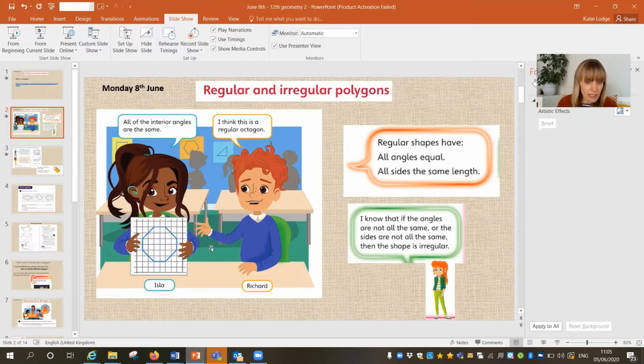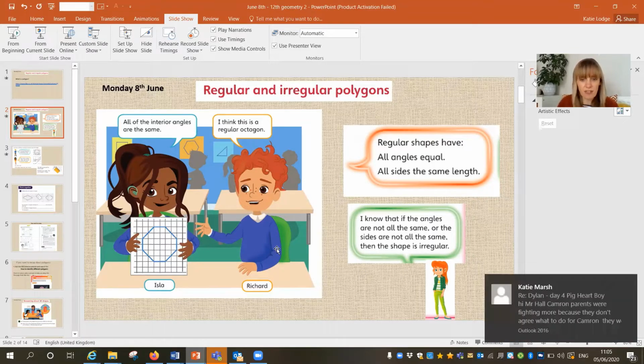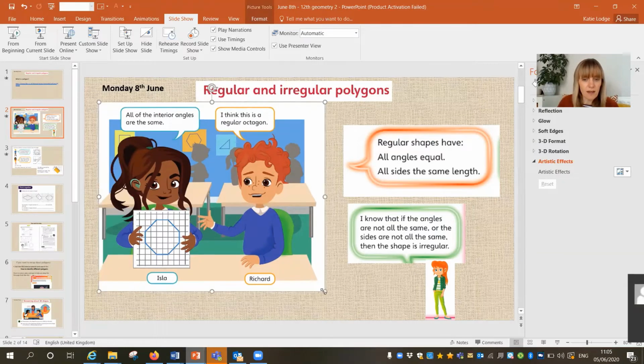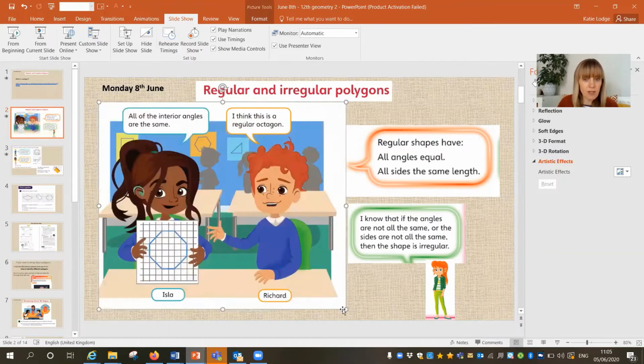So let's have a look carefully at this shape. And what do you think, looking at it? Do you think it is a regular polygon? Is it a regular octagon, like Richard is suggesting? Now, when we look closely at it, let me see if I can try and make it a little bit bigger. Okay, not very much, but a little bit.